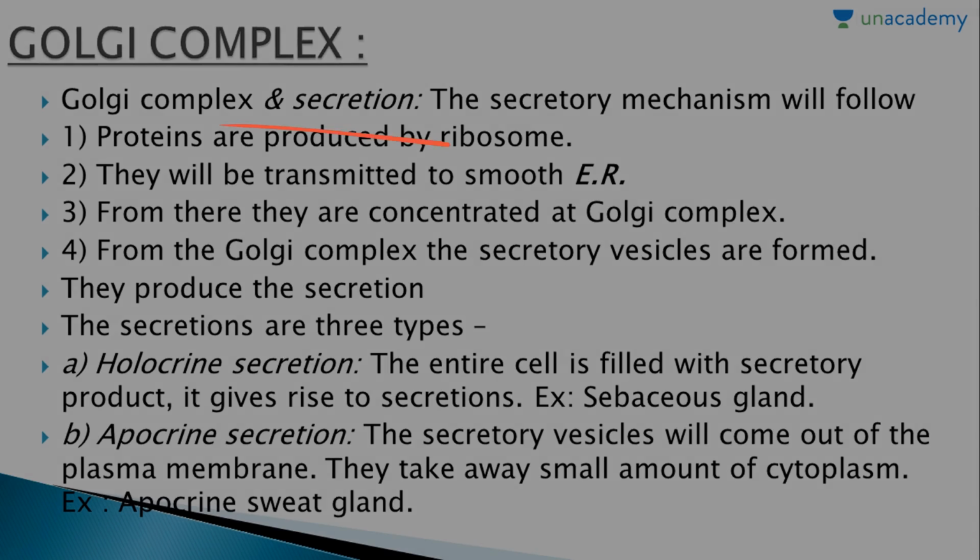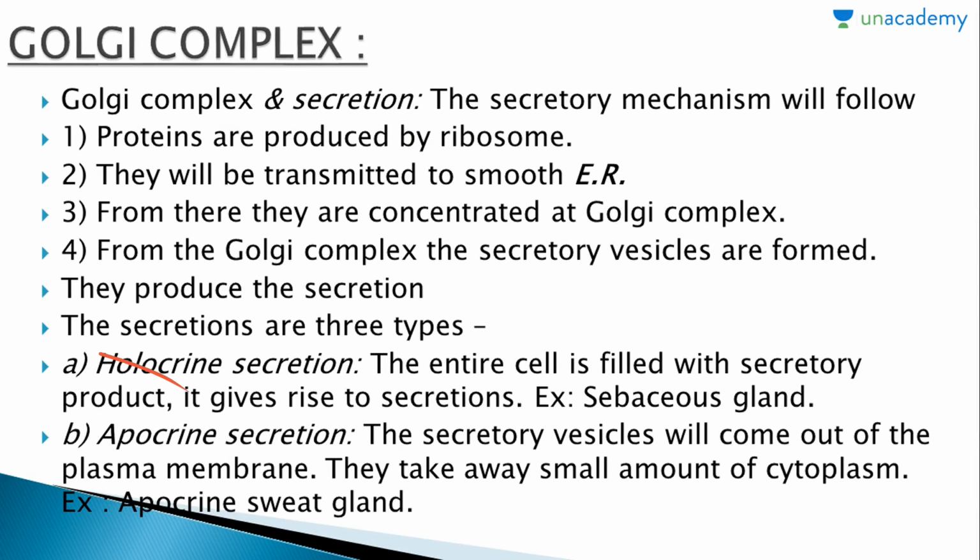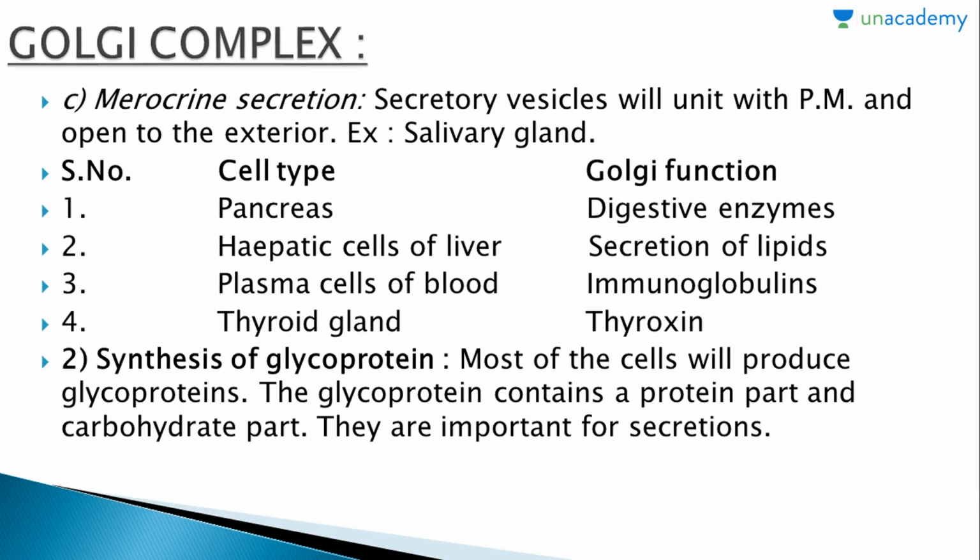In holocrine secretion, the entire cell is filled with the secretory product and gives rise to the secretions. Example, the sebaceous gland. The next is apocrine secretion. The secretory vesicles come out of the plasma membrane and take away a small amount of cytoplasm. Example is the apocrine sweat gland. Next we have merocrine secretion. The secretory vesicle unites with the plasma membrane and opens to the exterior. Example is the salivary gland.